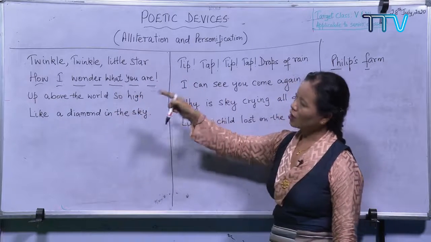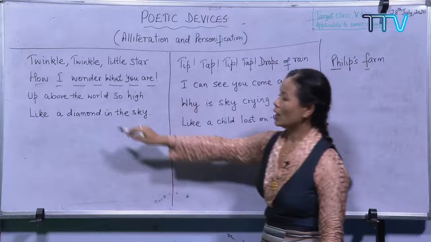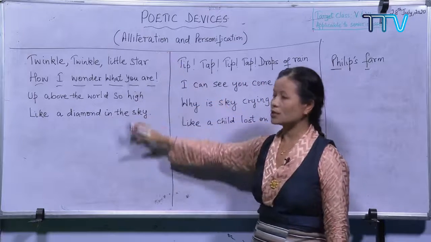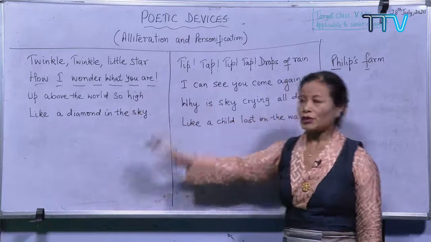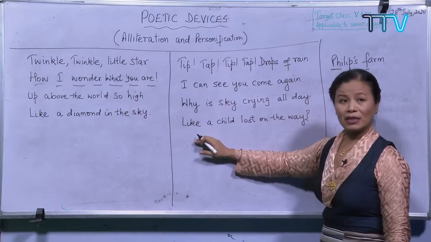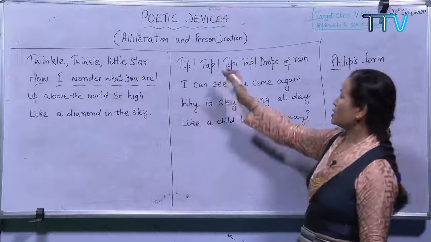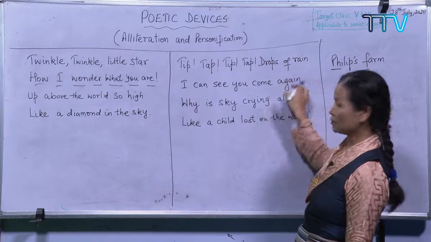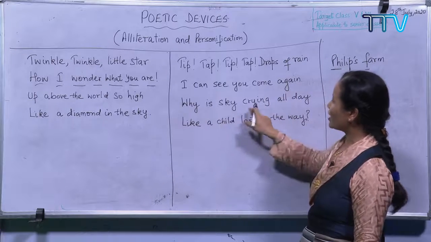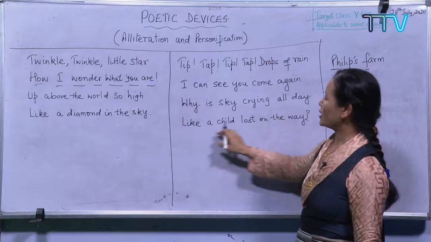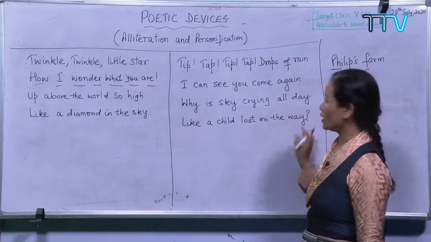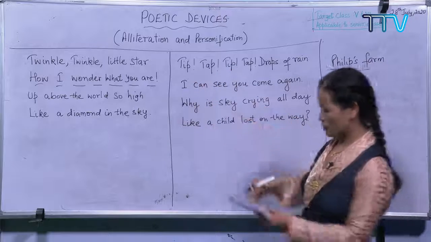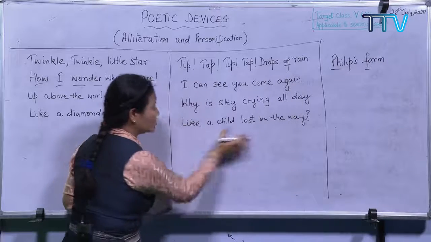Up above the world so high. Again 7 syllable. Like a diamond in the sky. 7 syllables. So in all the lines, we find 7 syllables. So I try to follow the same pattern, okay, to create the rhythm. Tip tap, drops of rain, 7 syllable. I can see you come again, 7. Why is sky crying all day like a child lost on the way? Okay, and you can add more lines. This is just 4 lines quadrant, so I am just going to add more so that I can end this.